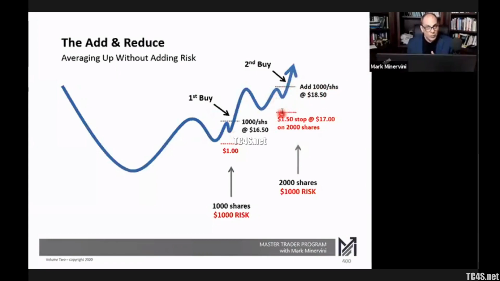And like I told you before, we're moving our stop up now, and we're using a stop here, a $1.50 stop at 17 on 2,000 shares, right? And we're buying it at 18.50. So now what we've done is we've backstopped the original position, and we put a stop loss on the rest of it. So now what we have is a $1,000 risk once again on 2,000 shares. So now we've doubled our exposure, but we haven't doubled our risk. We kept the same risk.